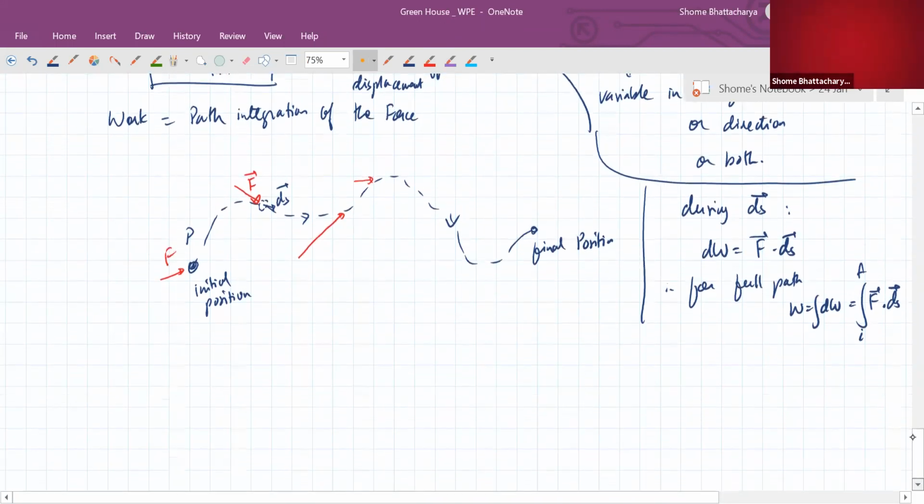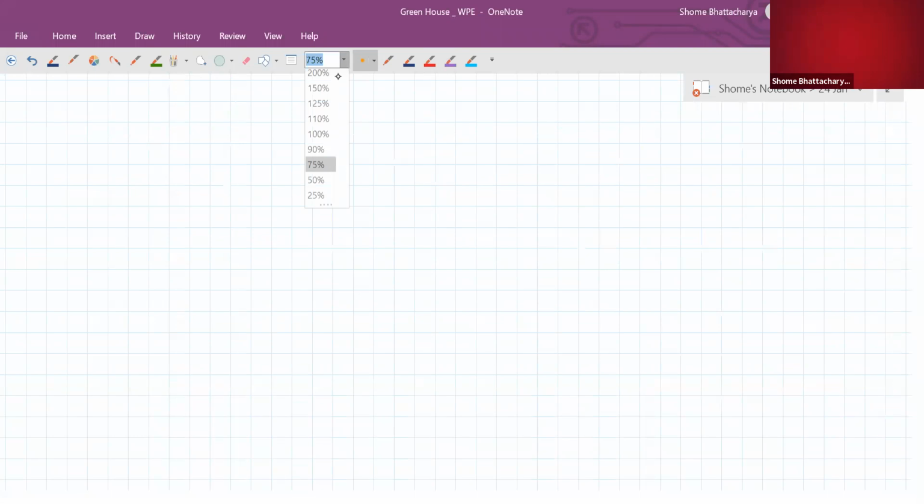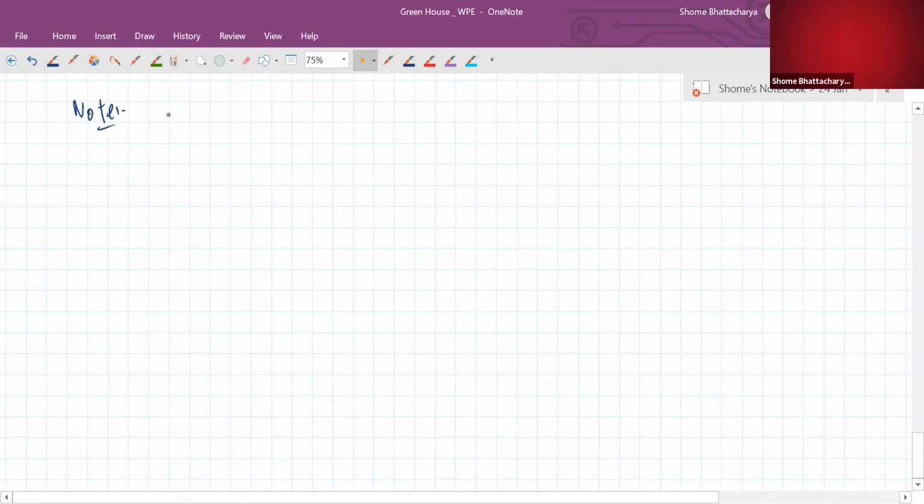Okay, people, so hope this is clear. Let's understand this with some examples now. Before we come to examples, let's also understand that if the force is constant, then this integration automatically reduces to F dot S. But only if the force is constant. Otherwise, F cannot come outside the integration. It will not be F dot S.